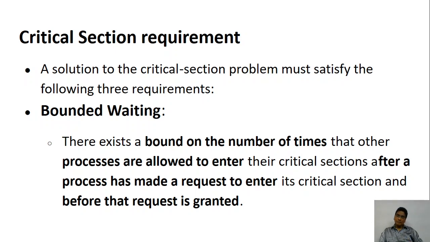In the same way, there is a bound on the number of times other processes are allowed to enter. Once you have made a request, there is a bound, there is a count. If the bound is 5, then 5 processes are allowed to enter the critical section after your request, and the 6th one is yours. So it is not unbounded waiting. You simply can't wait forever.